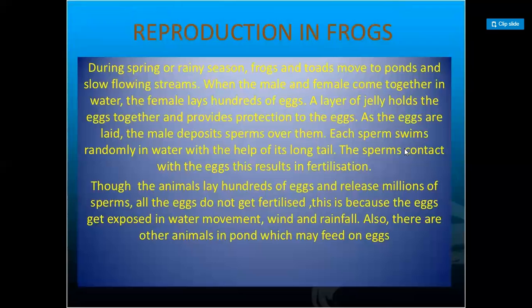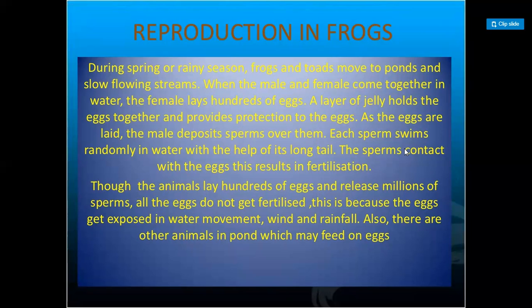We know that in the rainy season, these frogs move to ponds and slow flowing streams. When they come together in the water, the female lays hundreds of eggs, which are held together by jelly, which also provides protection to the eggs. Now, when these eggs are laid, the male will deposit its sperms over them. The sperms swim randomly in water with the help of a long tail, and then they might come in contact with the eggs. This results in fertilization.